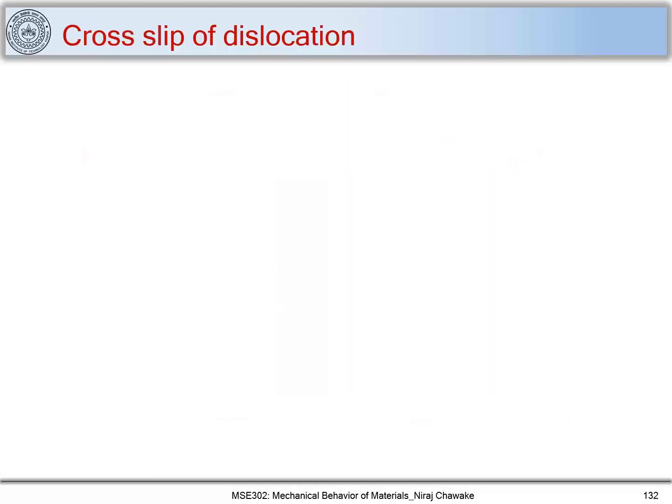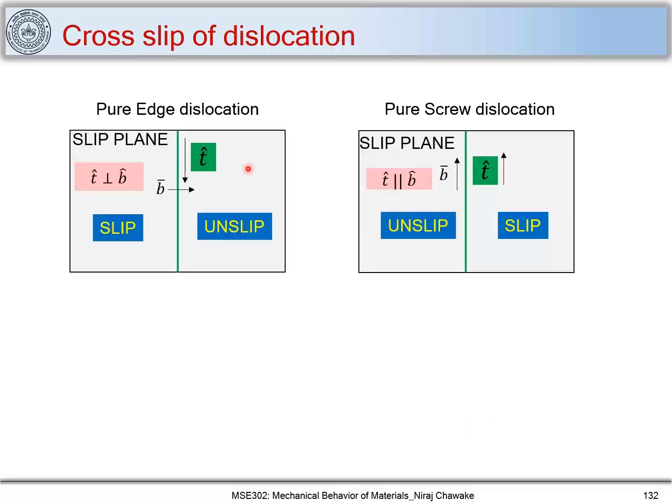Now when we talk about dislocation motion, a very important terminology is cross slip. Let's understand what cross slip is. We know a pure edge dislocation and a pure screw dislocation. A pure edge dislocation is defined on the slip plane with the tangent vector perpendicular to the Burgess vector, and this dislocation line demarcates the slipped and unslipped region. Similarly, for a screw dislocation, the tangent vector is parallel to the Burgess vector, and the line demarcates between the slipped and unslipped region.